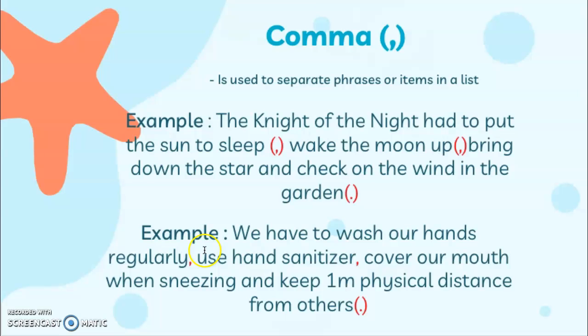And the next example, we have to wash our hands regularly, use hand sanitizer, cover our mouth when sneezing, and keep 1 meter physical distance from others. So there are a few things that we have to do. First, you have to wash your hands, use hand sanitizer, cover your mouth, and keep the physical distance. So by the end of the sentence, for both examples, I have included the full stop. Okay, all right, move on to the next slide.